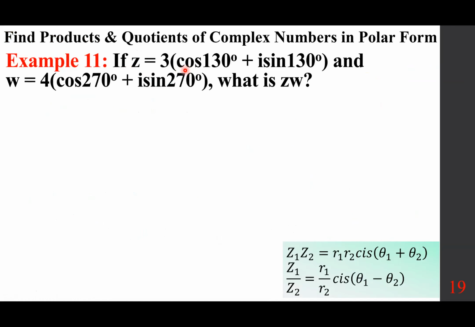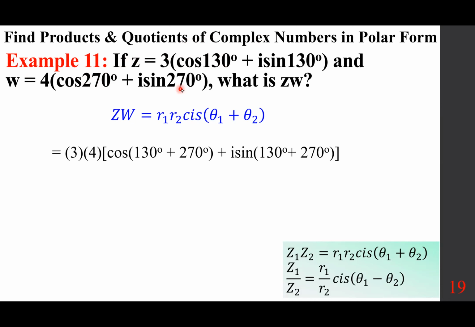Z is 3 cosine of 130 degrees plus i sine of 130 degrees, and W is 4 cosine of 270 degrees plus i sine of 270 degrees. We want to find ZW using this formula, r1 r2 cis of theta 1 plus theta 2. So therefore, the answer would be 3 times 4 times cosine of the sum of these two, 130 plus 270, plus i sine of 130 plus 270.